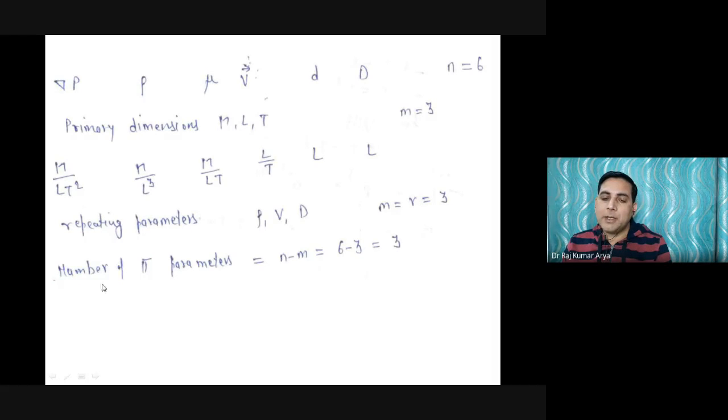You can now calculate the pi groups. Number of pi groups is n minus m. So n, the total number of parameters, is 6. The repeating variables were 3. So finally you got 3 dimensionless parameters. We do the calculation the same way.